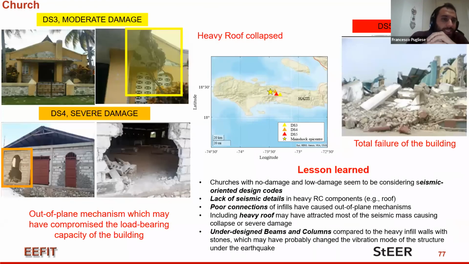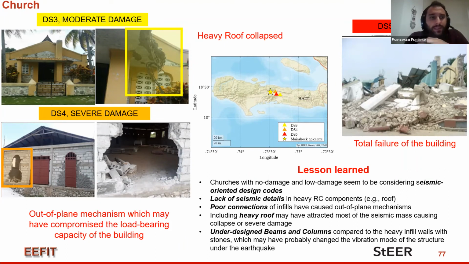In the next slide, basically you can see some of the damage that has occurred during the earthquake for reinforced concrete structures. Basically, the kind of damage that we have found has been common across this kind of structure topology, for example, heavy roof, out-of-plane mechanism, short beams and columns, poor connection between structural components and infills, and heavy stones that mainly have attracted a lot of seismic mass, causing a lot of collapse. In some cases, the poor connection also has, of course, induced a lot of collapse of the reinforced concrete structure, as you can see in the upper right of the picture.